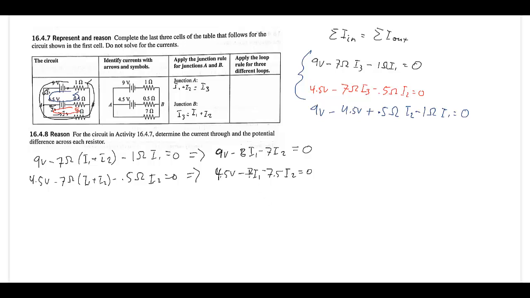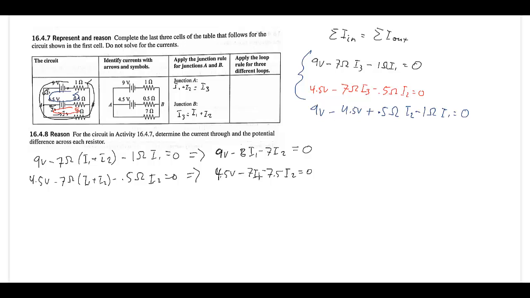Alright, and now we have two equations. So again, what I've done is I distributed this -7 to each of these I's in both equations, and then I combined like terms. So in this one, you've got -7 ohms times I1 minus 7 times I2 minus 1 times I1, so I've combined the -7 and the -1 to give me -8 I1 minus 7 I2. Then I did the same thing for this one.